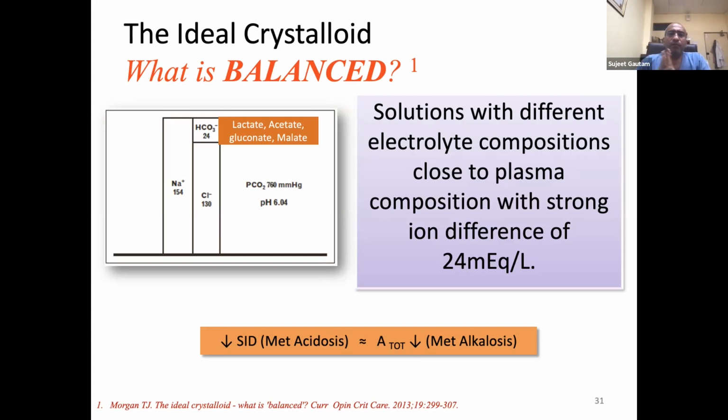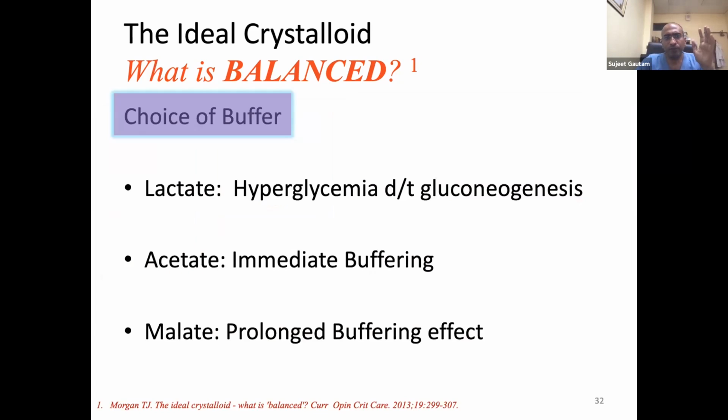So in a nutshell, it will affect the pH to a very minimal extent. Along with that, a few other electrolytes have been added, so that whatever the composition of the plasma is, it parallels that composition, so that the electrolyte composition holistically of the plasma doesn't change much.